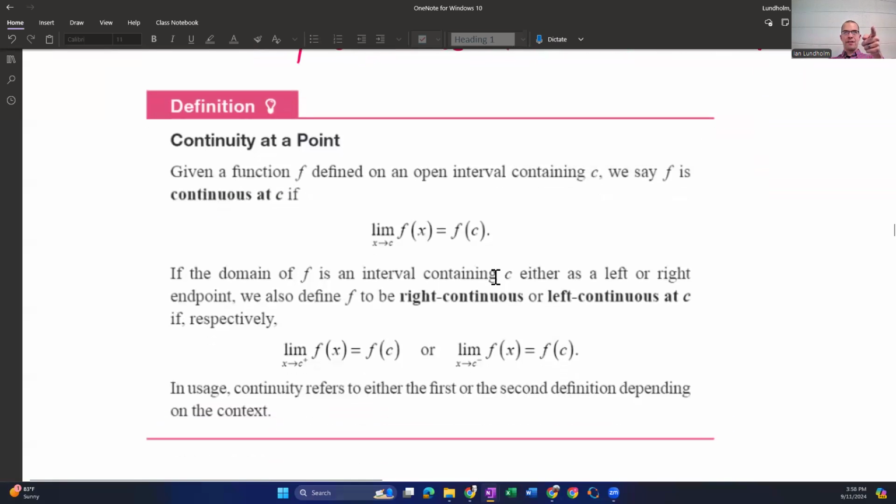We've seen this definition of continuity before. What this says is that the limit as x approaches c matches the function value evaluated at c. And you can be left continuous or right continuous, but for the majority of the time, we're just going to be looking at the overall continuity at a specific point c.